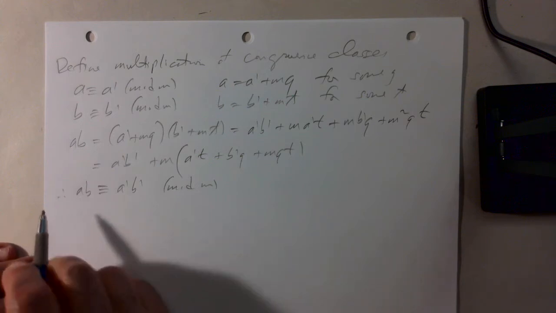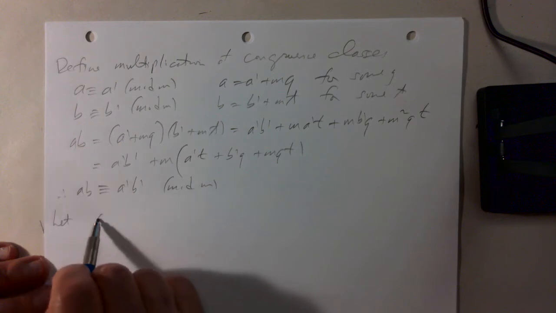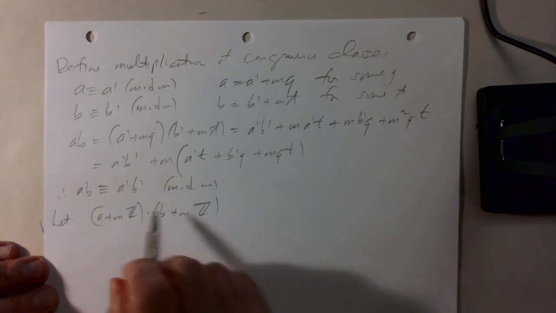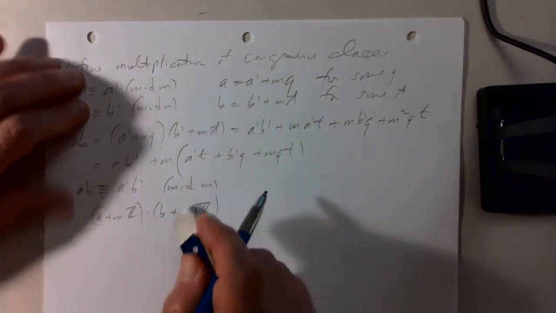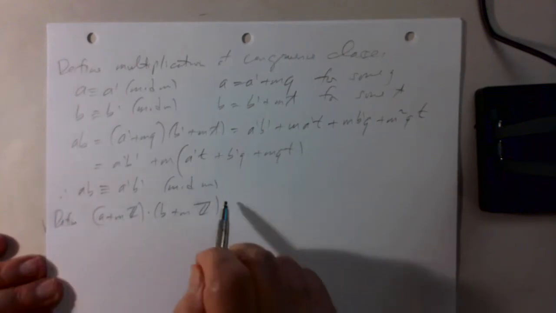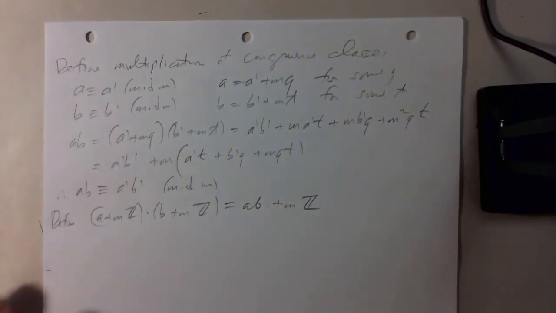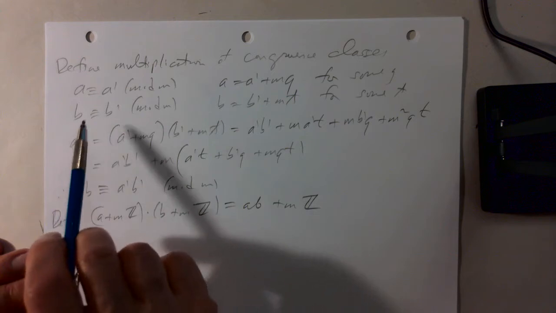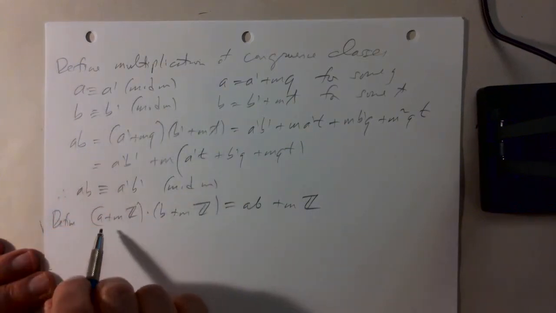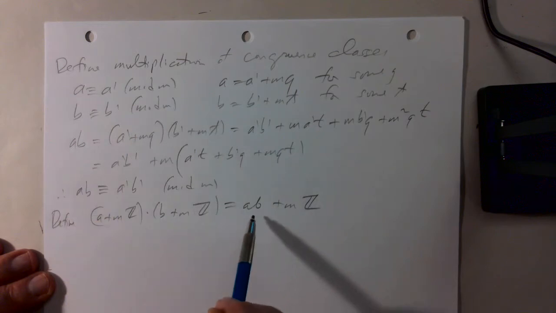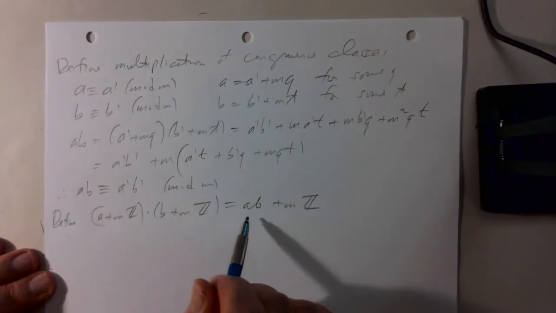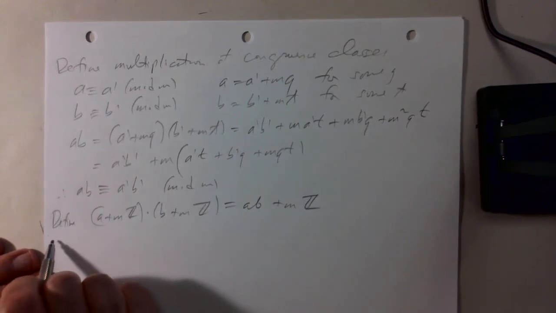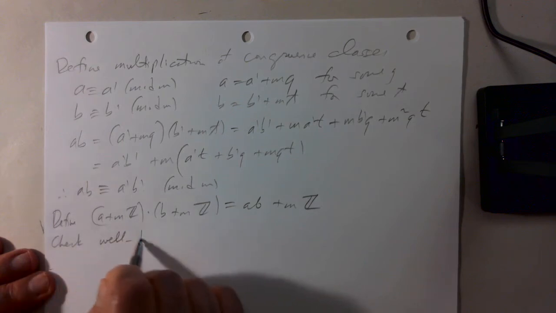So if I want to define multiplication of congruence classes, let a plus mz times b plus mz, this is the definition. This has to be a congruence class, ab plus mz. And this is well defined because if I choose the congruence class a prime plus mz and the congruence class b prime plus mz, I get a prime b prime, but a prime b prime is congruent to ab. So let me just check that it's well defined.